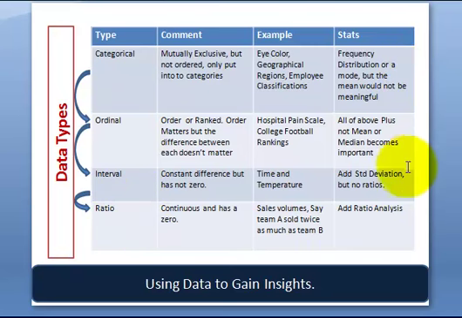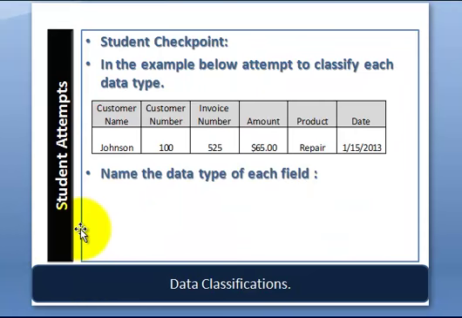And the higher we go in the data type, the more statistical tools become meaningful to us. So let's have you take a little attempt at this example. In the example below, try to classify each one of these data types as whether it's categorical, ordinal, interval, or ratio. Go ahead and I'll be back in a few seconds.